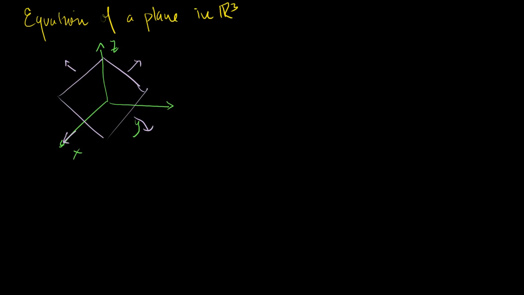Now, the equation of a plane, and you've probably seen this before, is a linear function of x, y, and z. So it's ax plus by plus cz is equal to d. If this is the graph of that plane, then that means that every point on this plane, every x, y, and z on this plane, satisfies this equation.